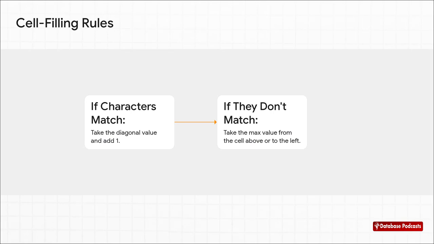Now, to fill in the rest of the table, we just follow 2 incredibly simple rules, over and over. If the characters for the current row and column match, great. The value for our cell is just 1 plus the value from the diagonal cell up and to the left.